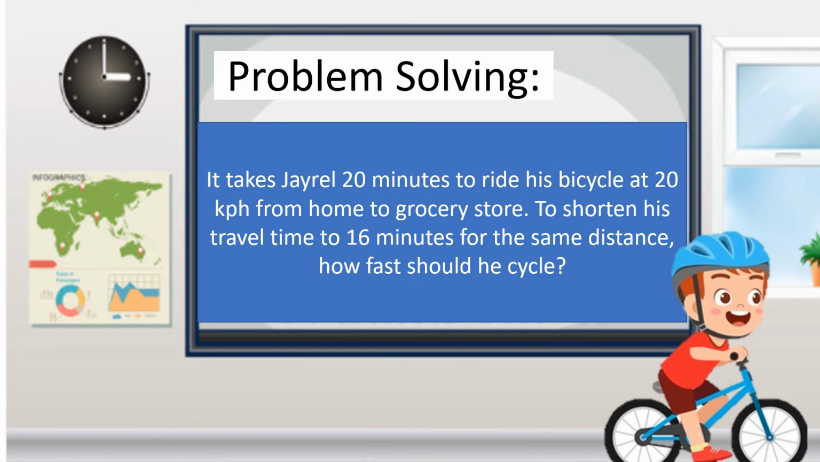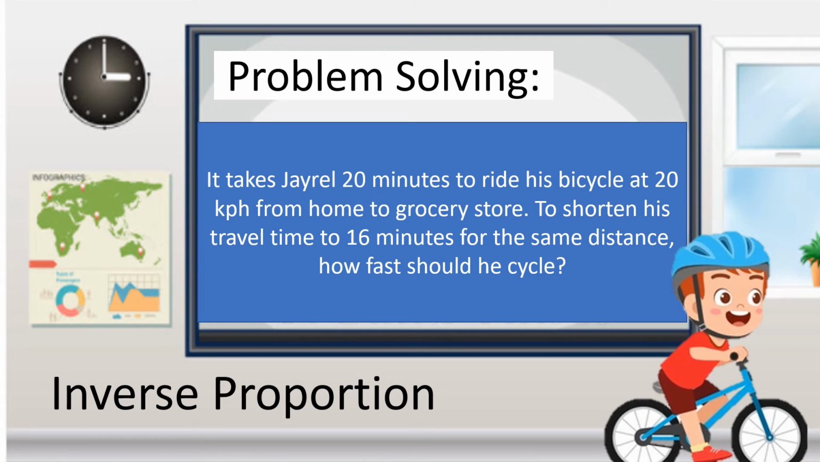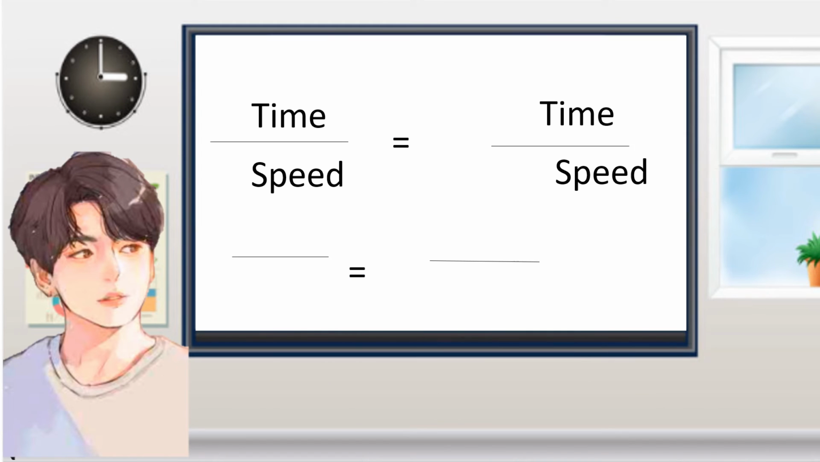Let us solve the problem. It takes Jarrell 20 minutes to ride his bicycle at 20 km per hour from home to grocery store. To shorten his travel time to 16 minutes for the same distance, how fast should he cycle? It is called inverse proportion. So, how are we going to solve inverse proportion? Time over speed is equal to time over speed. So, we have 20 minutes and 16 minutes over n.